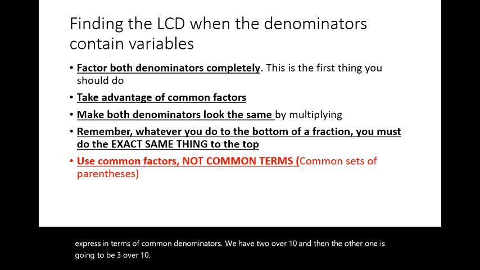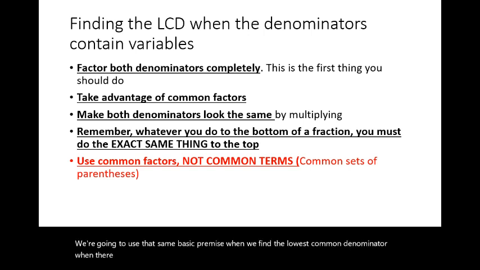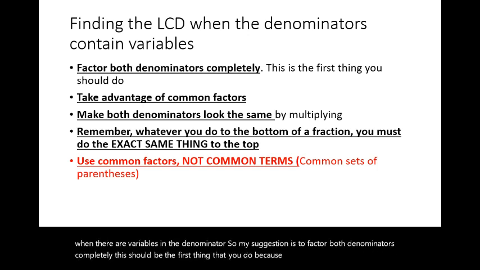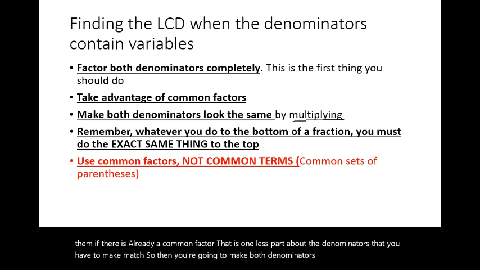We're going to use that same basic premise when we find the lowest common denominator when there are variables in the denominator. So my suggestion is to factor both denominators completely. This should be the first thing that you do. Because once both denominators are completely factored, you're going to take advantage of any common factors between them. If there is already a common factor, that is one less part about the denominators that you have to make match. So then you're going to make both denominators match by multiplying.